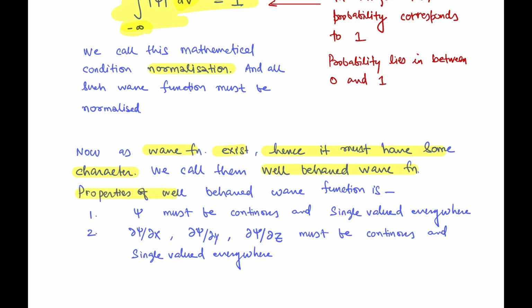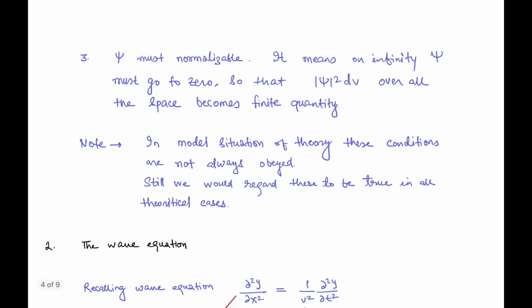The properties of a well-behaved wave function are very simple. Psi must be continuous and single valued everywhere, and its partial derivatives with respect to x, y, and z should also be continuous and single valued everywhere. Third, psi must be normalizable. That means when you find its integration, or say probability, in all the space, you should get 1. This is what we call normalizable.